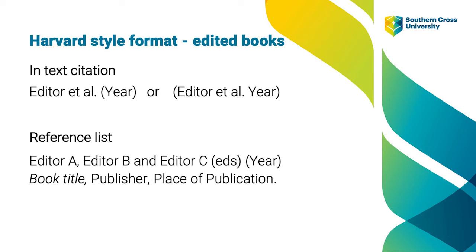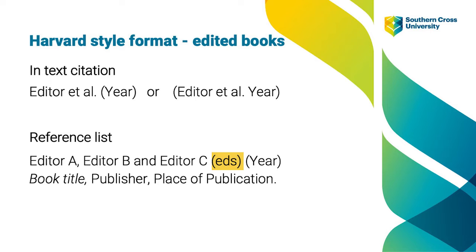Here's an example of the format we use for referencing an edited book. Notice that the elements follow the same pattern as our previous example, but instead of the author names, there are the names of the editors. For the in-text citation, the abbreviation et al. is used for 3 or more editors. Only the first editor's surname is cited. In the reference list, again, there is a comma separating the first two editors and an "and" separating the last two editors.